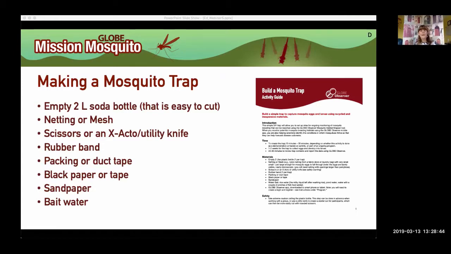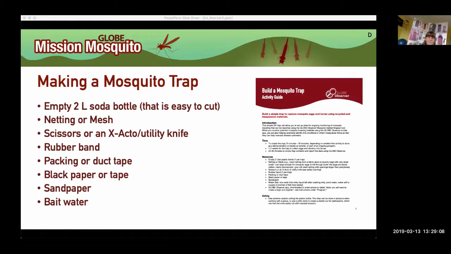We have some netting or mesh. I have an X-Acto knife, or you could have scissors. I've got a little rubber band, a little bit of tape, and some black paper that I cut. I have a little bit of sandpaper, which actually is just an emery board, and works perfectly here. And then I have something called bait water. So I'll be showing you what this is all about.